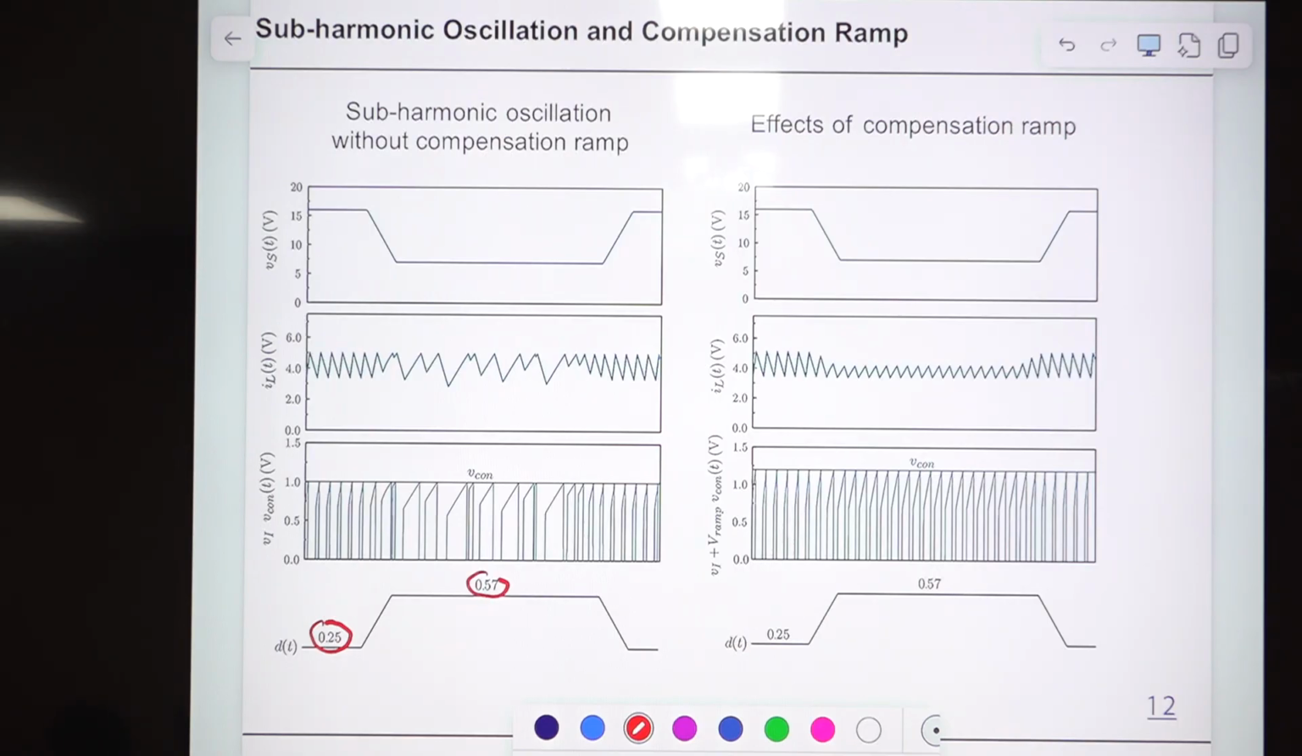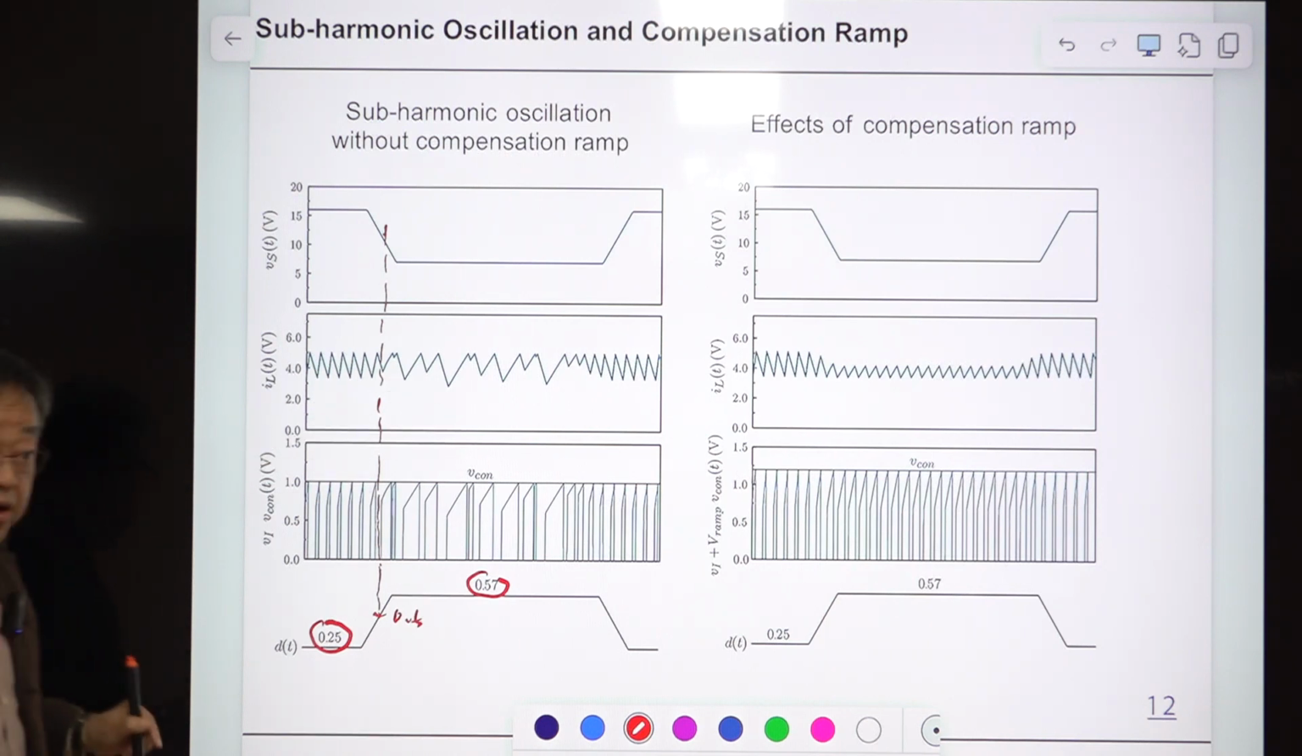Before this value, before 0.5, maybe somewhere here, the converter was stable. After the duty ratio exceeds this 0.5 value, it generates some oscillation. This is called the subharmonic oscillation. Maybe the period is a little bit different, but this can be considered as some kind of subharmonic oscillation.